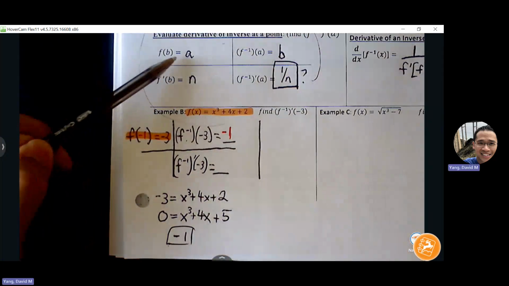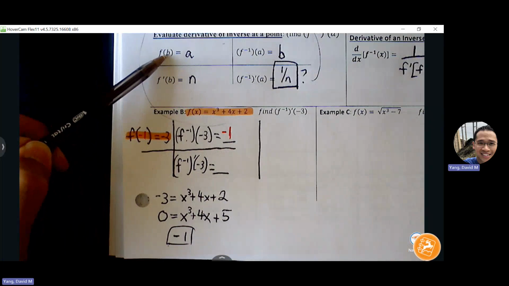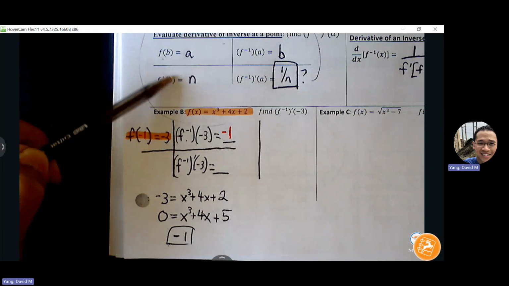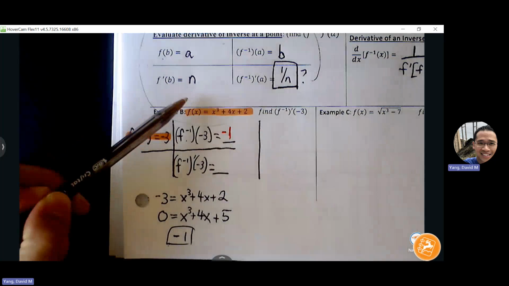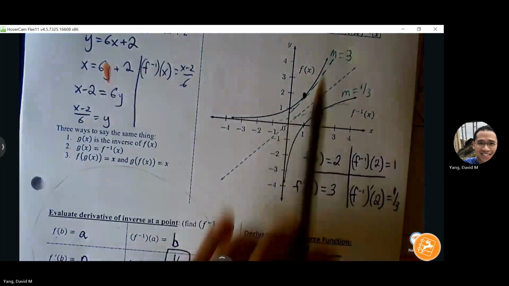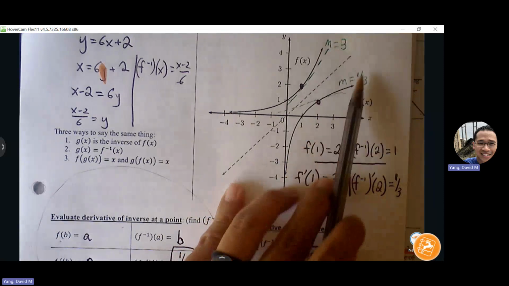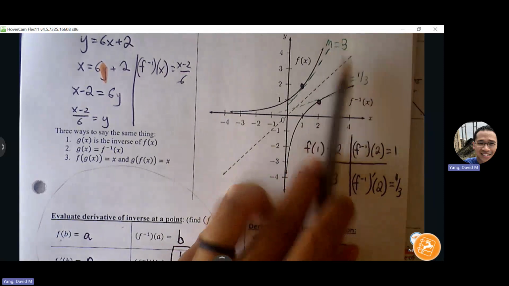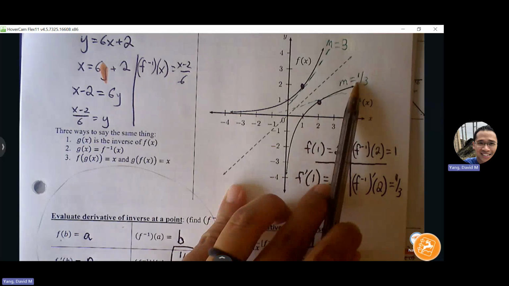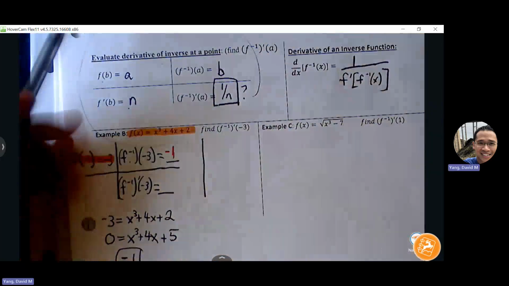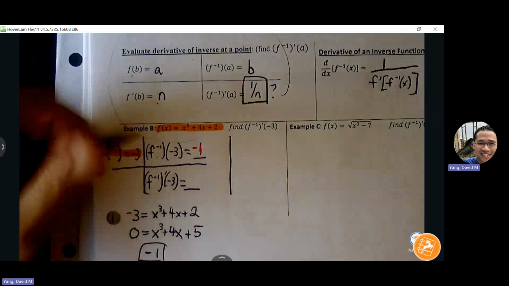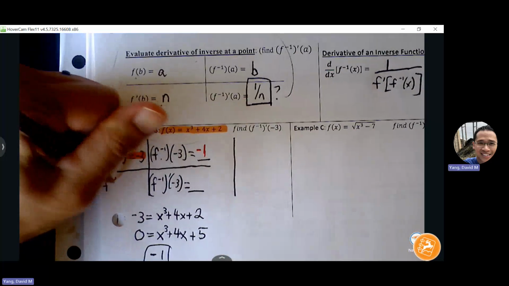So if I can find my quote unquote B value, then that means if I can find f prime of -1, then that slope is going to lead me directly to this slope. So if I can figure out what this slope is, I don't even have to touch my inverse function. I can just use that relationship to jump from here to here. Okay. So I'm going to find f prime of x, and then I can get to f prime of -1.